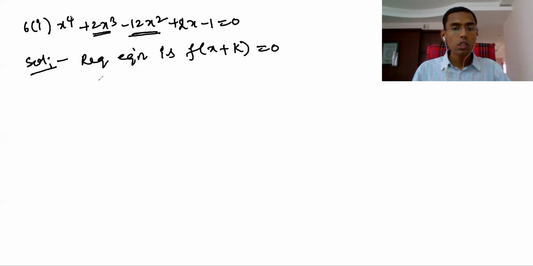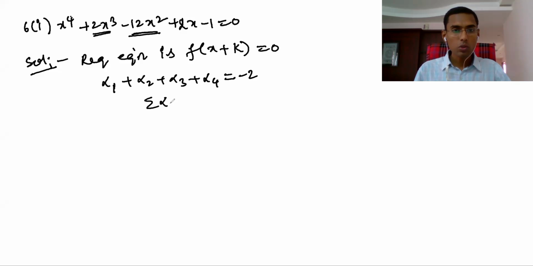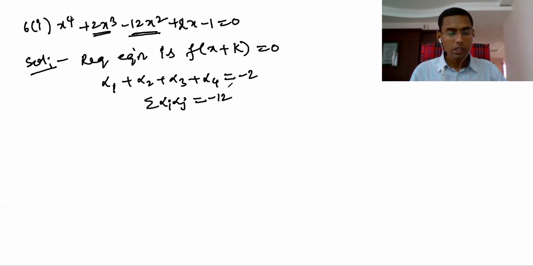Then the roots, let the roots previously we have taken be alpha 1, and we know alpha 1 plus alpha 2 plus alpha 3 plus alpha 4 equal to minus 2. The sum of products of two roots, alpha i alpha j, is minus 12. Then for three roots it is minus 2, and for four roots it is minus 1. So here what to do, because previously I taught that one is a shortcut.